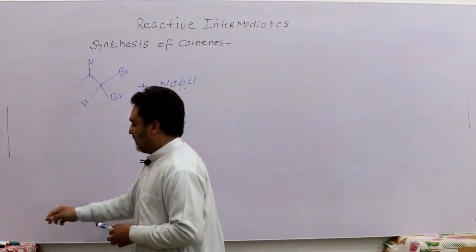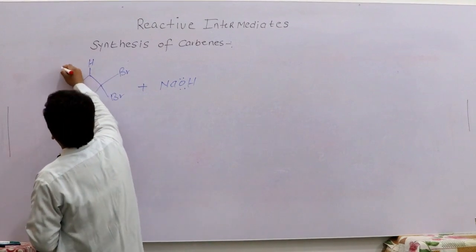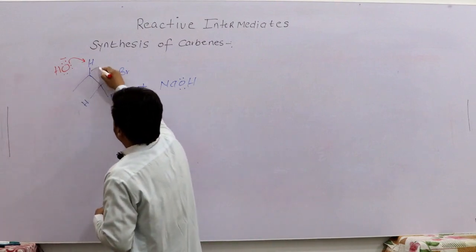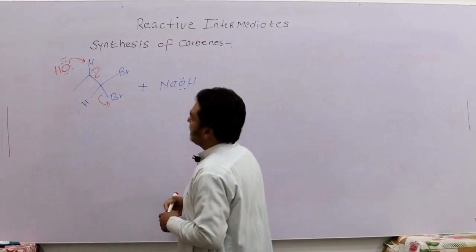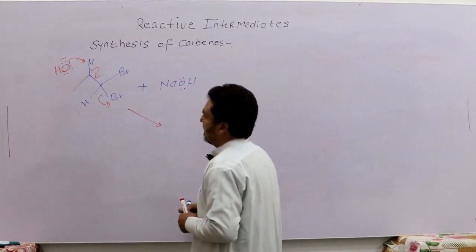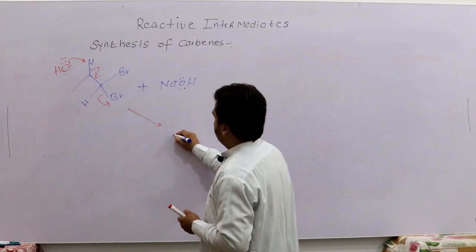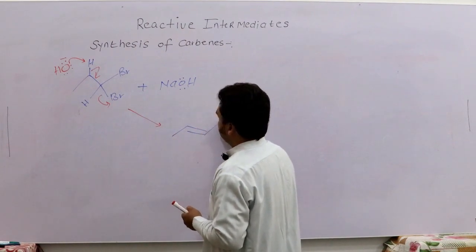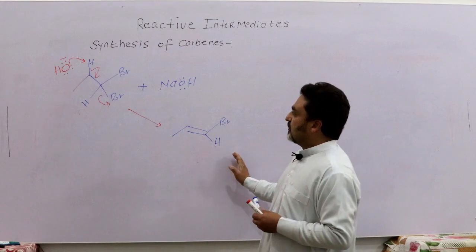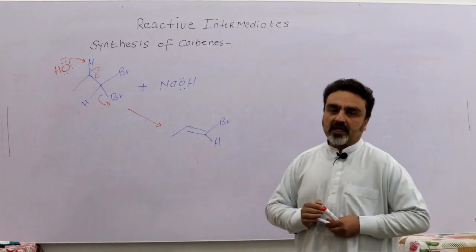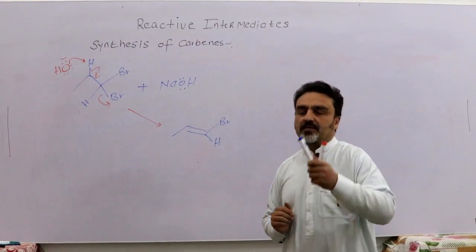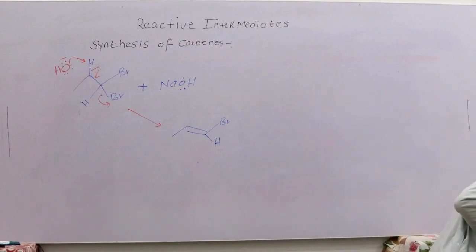Now, what would occur? This OH will remove the bromine as a bromide, or HBr, and an alkene is produced. But what if a strong base, just like butyl lithium, or only lithium metal, is used? Then it can lead to the formation of the carbene. How? I am going to explain it.